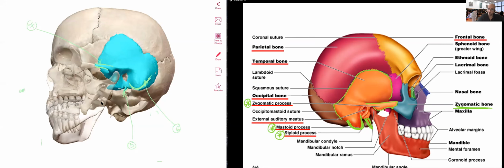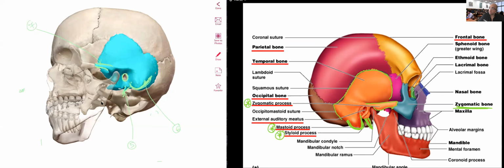What bone are we looking at here? What's the name of the whole bone? It's my temporal bone. 3 processes that we've seen: the large one is going to be mastoid, thin, pointed, long is styloid. The one that connects the temporal bone to the zygomatic bone is my zygomatic process.